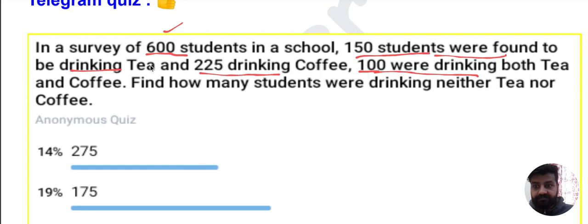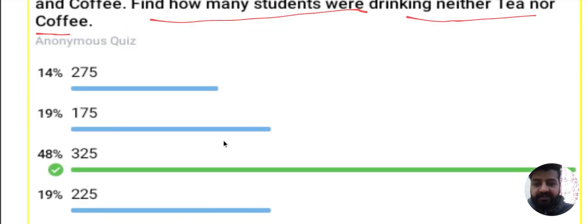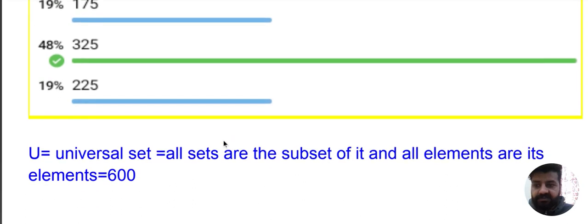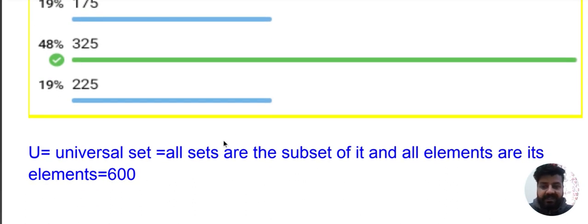Okay, find how many students were drinking neither tea nor coffee. So my dear students, let's solve it. Now come to this. As you can see, universal set. Once again I am telling you, all sets are subsets of it and all elements are elements of it. So all the elements are 600 students. The collection of 600 students will be the universal set.